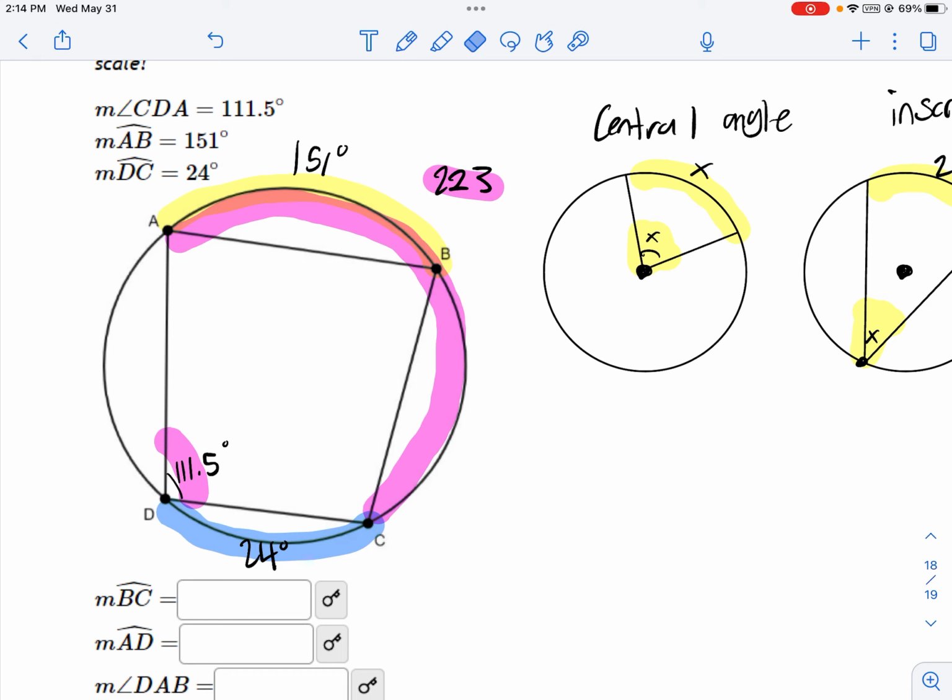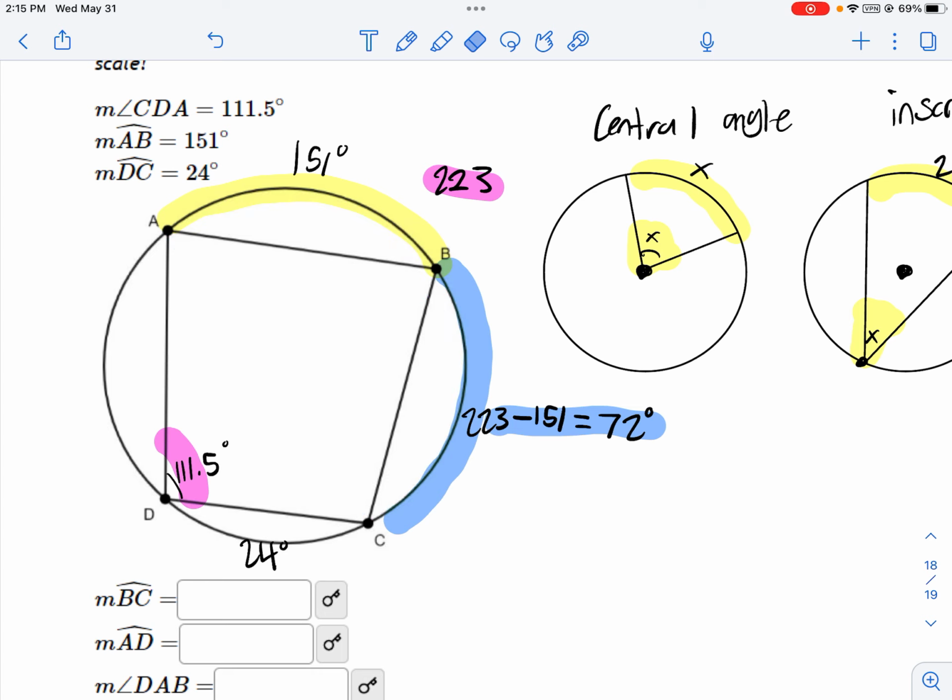Now, what we need is not the entire section of the arc. We already know that part of that is 151 degrees. What we need to know is the other section of that arc. If the whole thing is 223 and part of it is 151, to find the remaining amount, we just take the whole 223 and take out the part we already know, and that will leave how much is remaining. In other words, 72 degrees is going to be the measure of that arc.